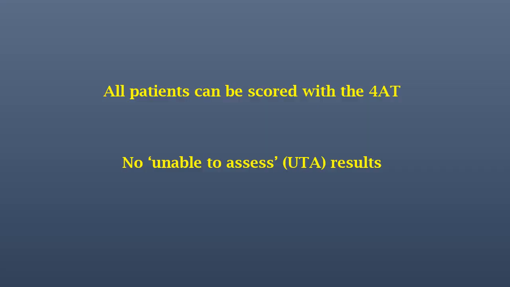An important feature of the 4AT is that all patients can receive a score whether or not they're able to talk to you or not. So this UTA, or unable to assess rating, which sometimes appears in some cognitive tests, doesn't appear with the 4AT because, as you've seen in the last 2 items, where somebody is untestable, they are given a score of 2 on the AMT4 and a 2 on the months backwards test.